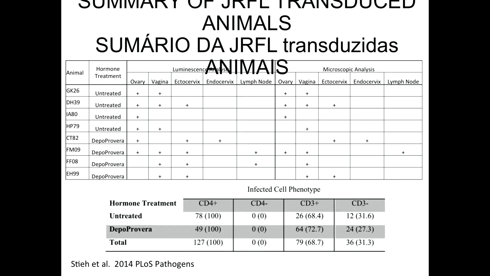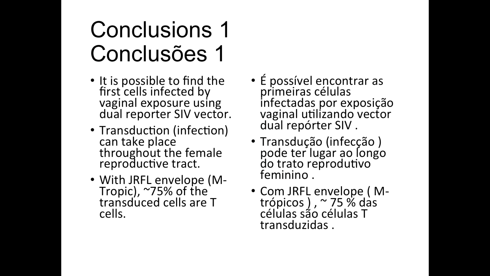And then all of the cells were CD4 positive. That's good because HIV needs CD4 to infect them. And then about 70% of the cells were T cells, even though this JRFL envelope has a very broad tropism and is known to be able to efficiently infect macrophages, for instance. So the conclusions here are that it's possible to find the first cells that are infected with this dual reporter vector, that these transductions can happen throughout the entire reproductive tract, and that with the JRFL macrophage tropic envelope, still about 70-75% of the cells are T cells.